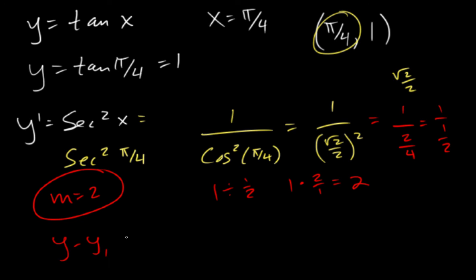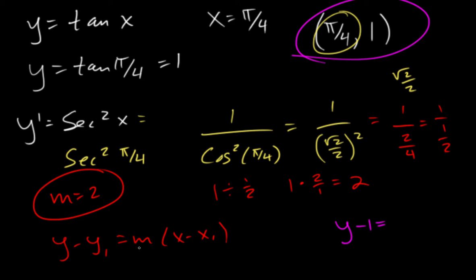Y minus y1 equals m x minus x1. Plug in the point. Y minus 1, slope is 2x minus pi fourths. Okay, and that's it for that one.